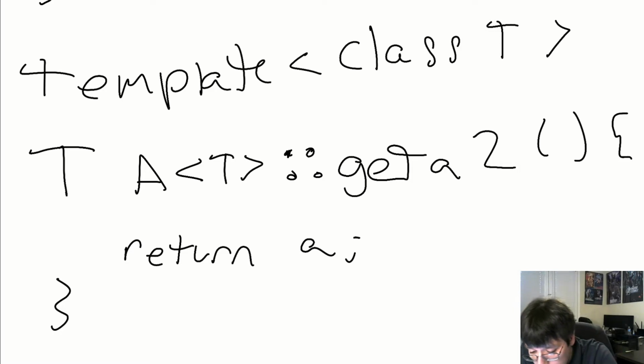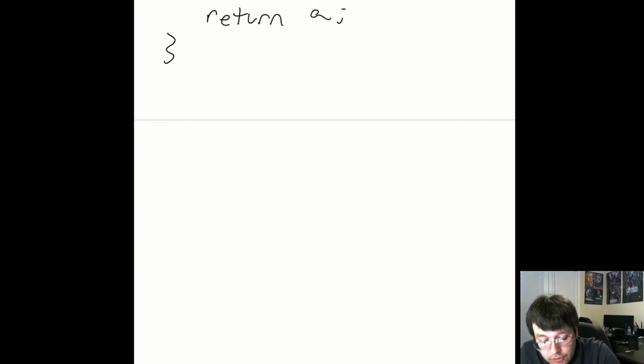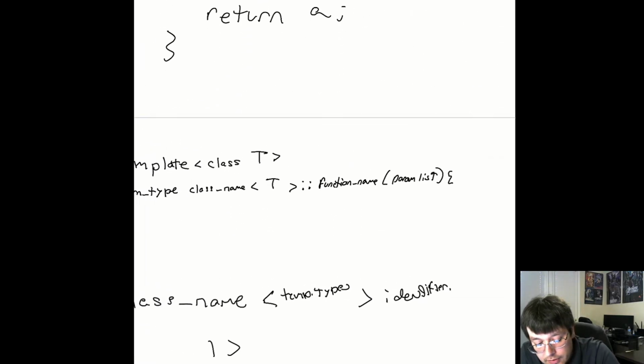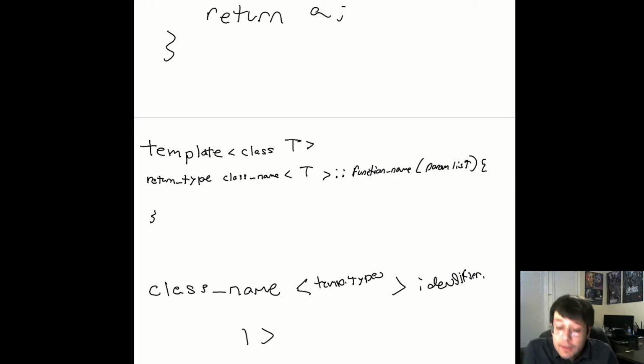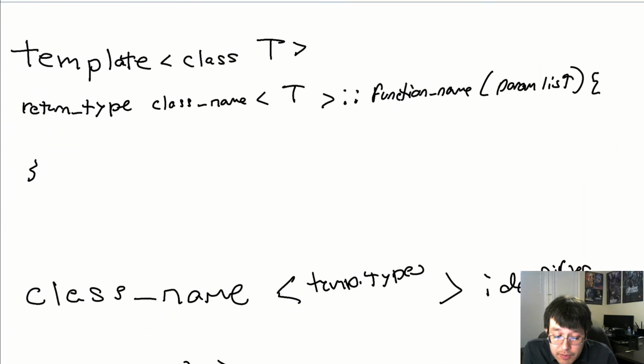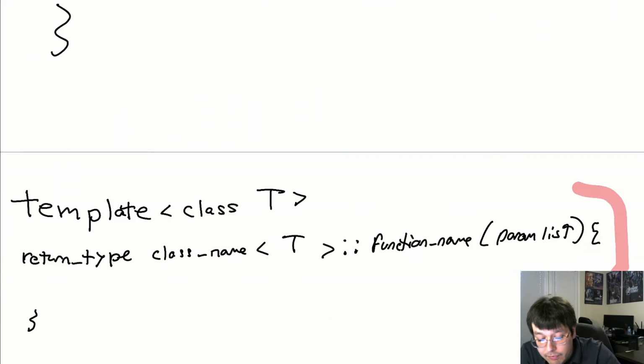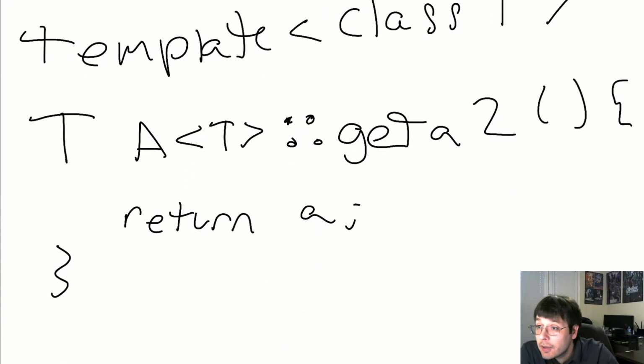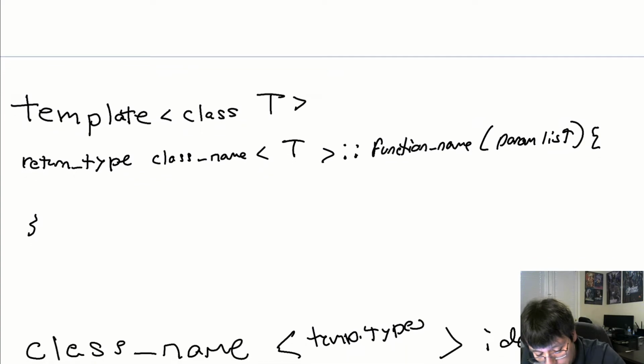I do have here some syntax, which I'll paste just because it's kind of nice. So here's your little cheat sheet when you're doing templates. If you're trying to do a function template, it's just template class type, put the return type, put the class name, and then put the type again, and then put the function name, and then put the parameter list, and then the curly braces. So this is what you can do if you're trying to write a function outside the class that's part of a templated class. So let me write that here.